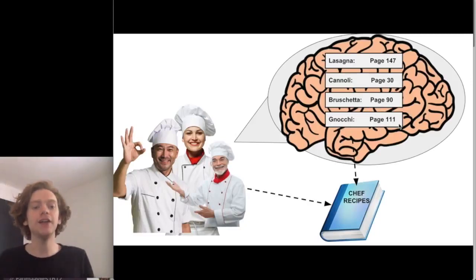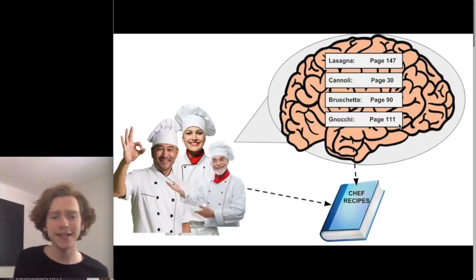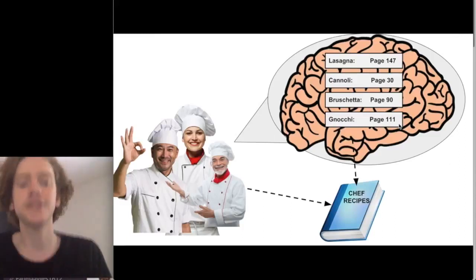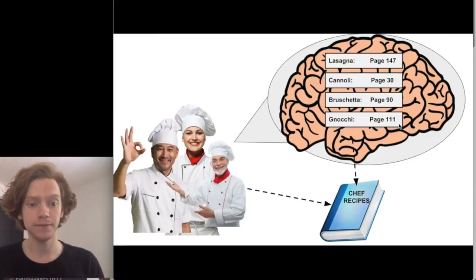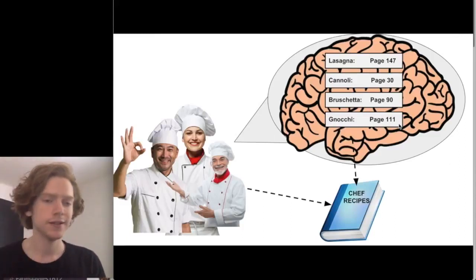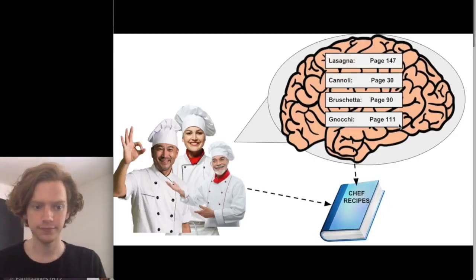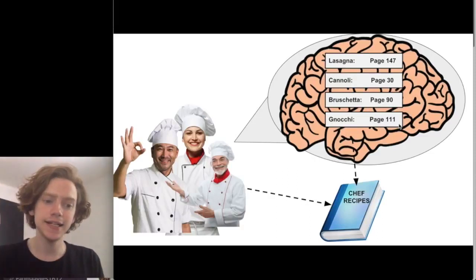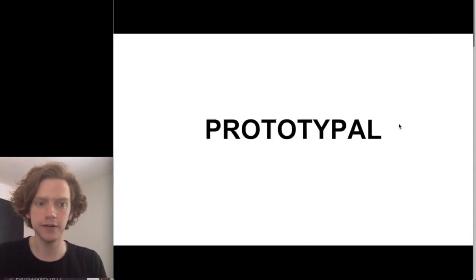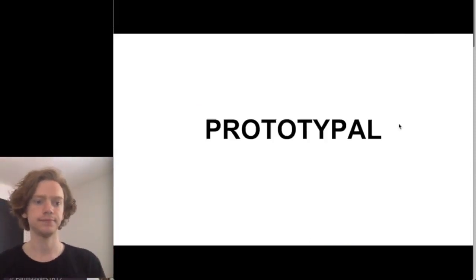So what if we could just tell the chefs, hey, don't memorize anything. When someone tells you to make a recipe and you don't have it memorized, just look at the table of contents and find the recipe and then make it. And that is the idea behind the next instantiation pattern, prototypical.